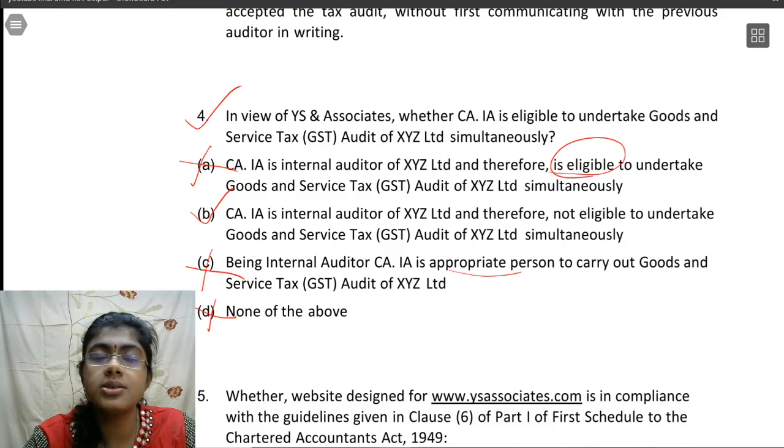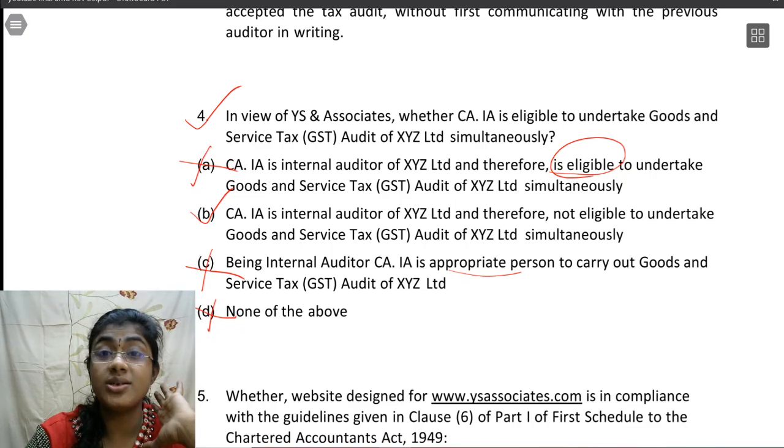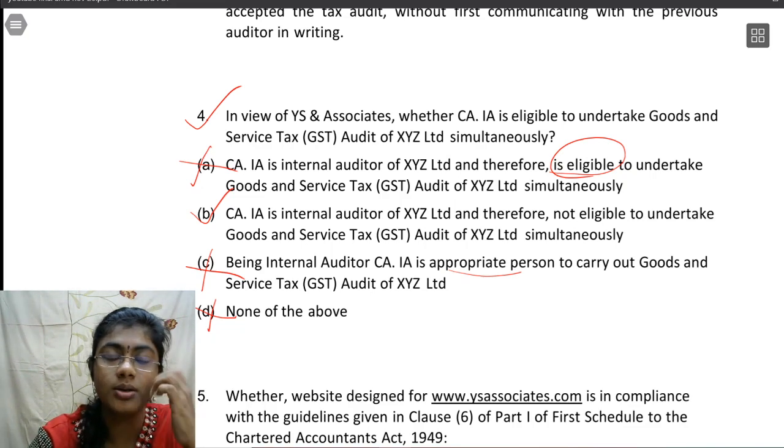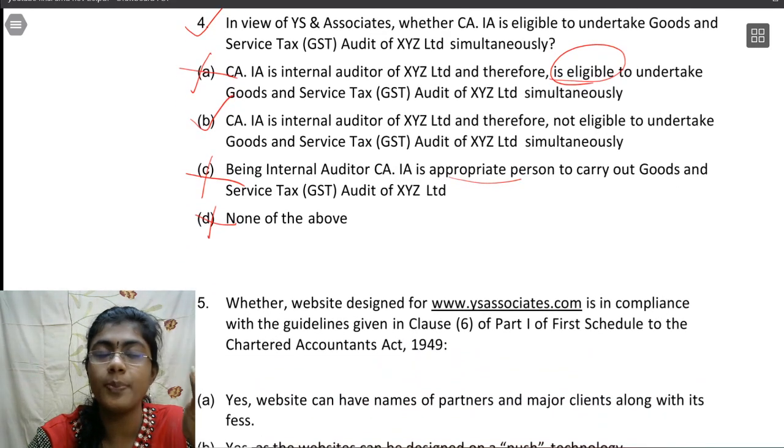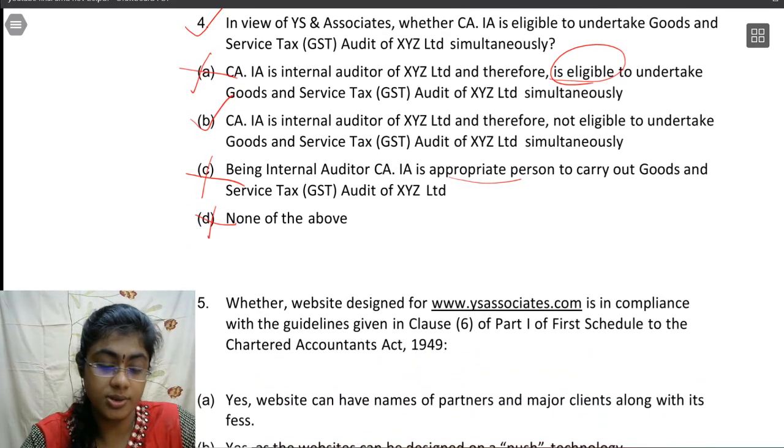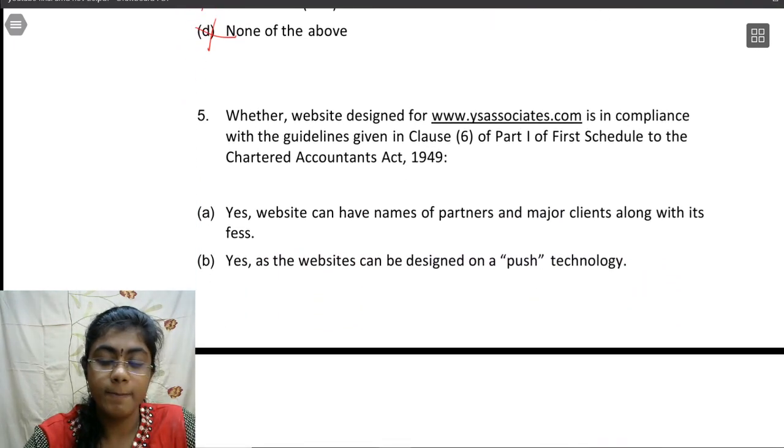This is again related to ethics, ESB decision. Students, there are 21 ESB decisions. One of the decisions is this particular one: internal auditor not to be appointed as GST auditor.